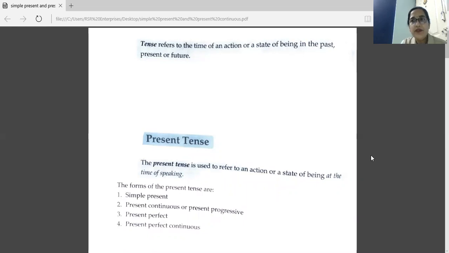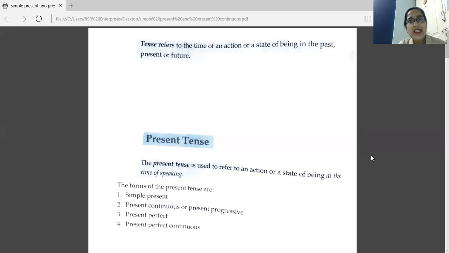Okay, before we start tenses, we need to know what verbs are. Action words are known as verbs. Doing words are known as verbs, or you can say any work done in a sentence is known as a verb.